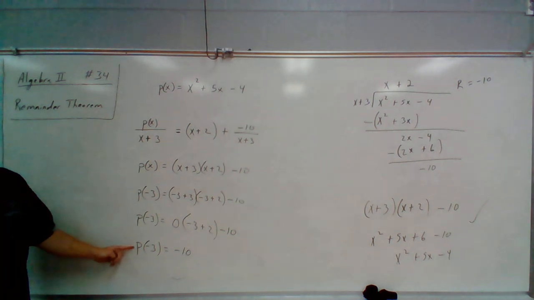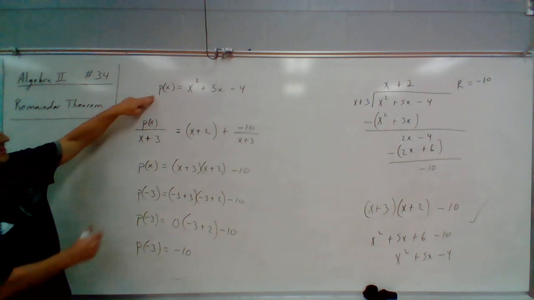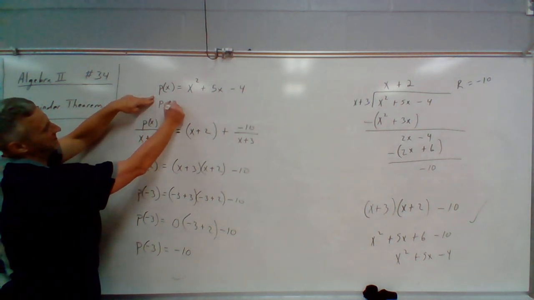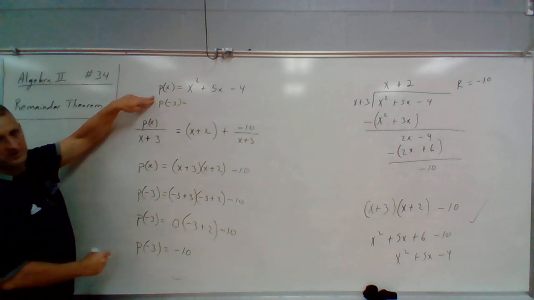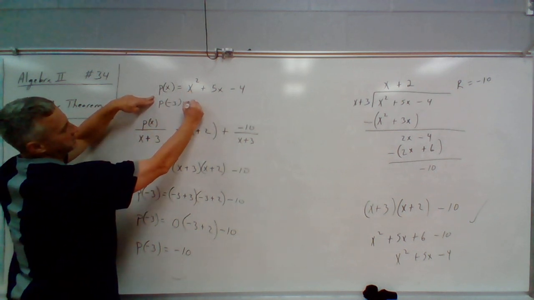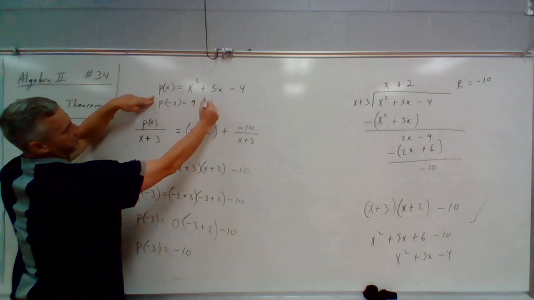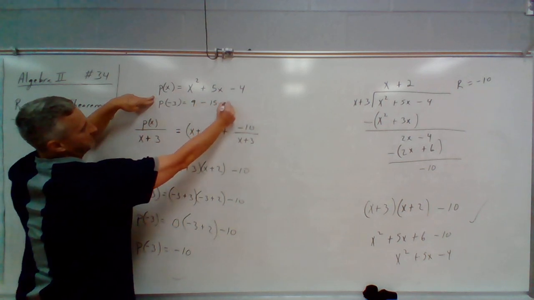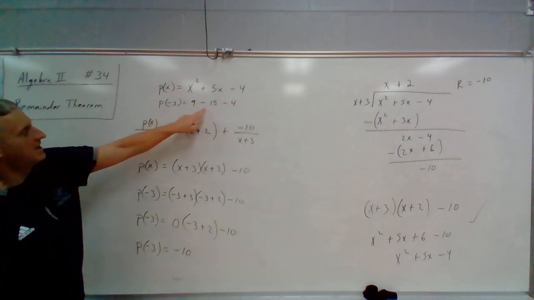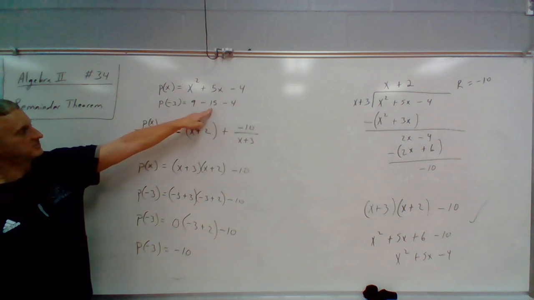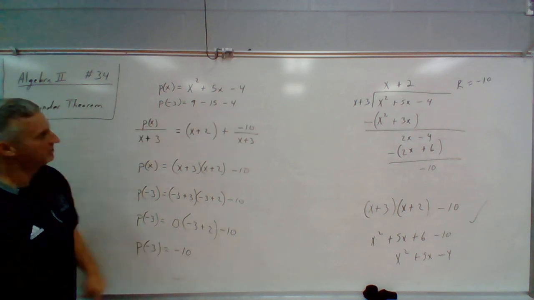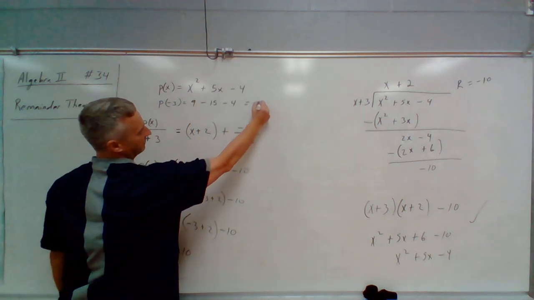And let's check and see if that really works. So if I put negative 3 in for x, negative 3 squared is 9. Negative 3 times 5 is minus 15 minus 4. 9 minus 15 is negative 6. Negative 6 minus 4 really is negative 10.